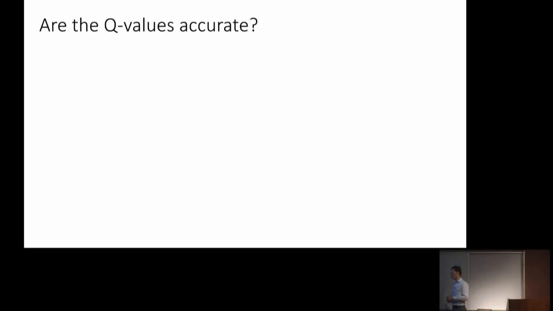So one question that we could ask about these Q-learning algorithms is, are the Q values that are being learned actually accurate Q values? If you remember the discussion from when we started talking about these value functions, Q values actually have a meaning.